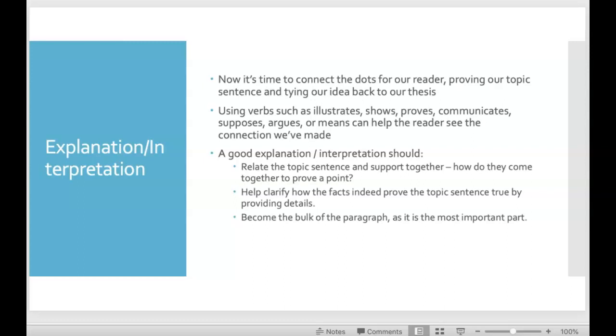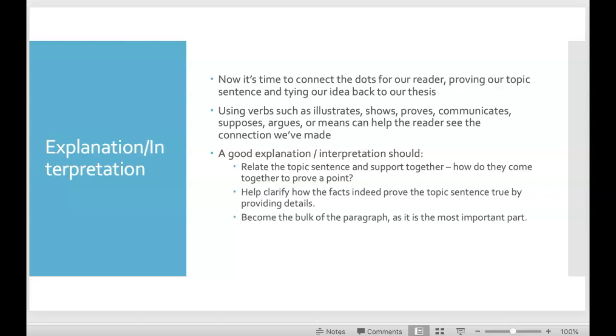A good explanation or interpretation should relate the topic sentence and support together. How do they come together to prove a point? They should help clarify how the facts indeed prove the topic sentence true by providing details. And it should become the bulk of the paper, as it is the most important part.